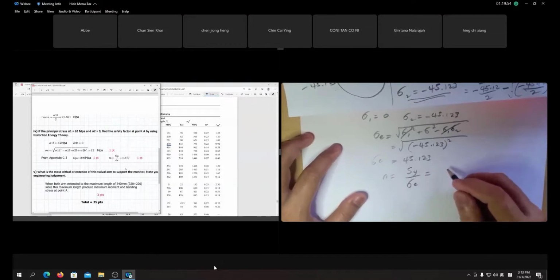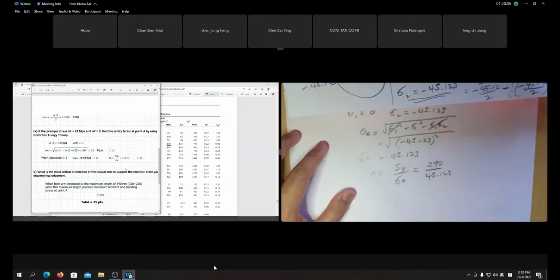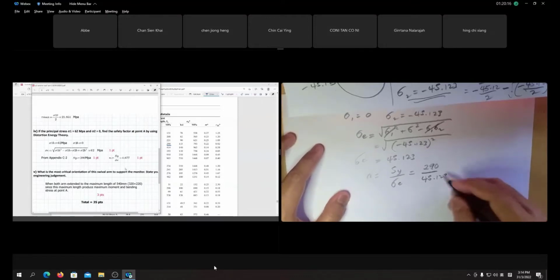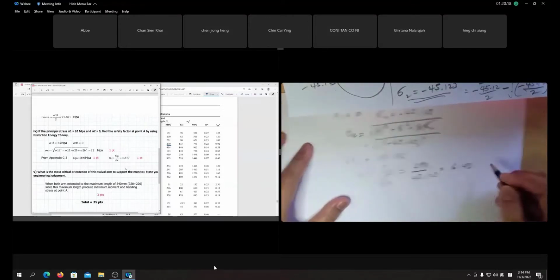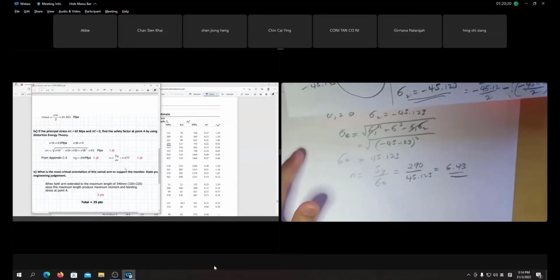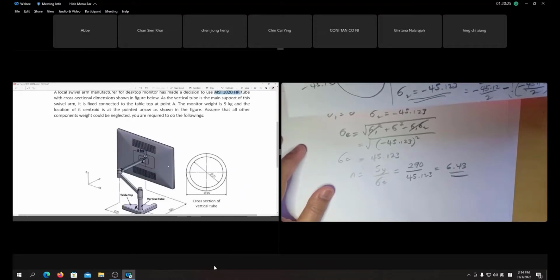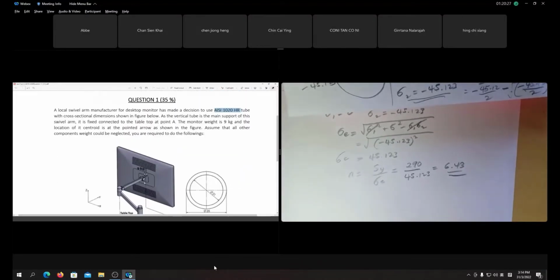SY earlier was 290, right? Over 45.123. So what is the value? The safety factor is 6.40. So it is safe. It means that for this question, based on this orientation, it is safe. Okay, part 4 done.